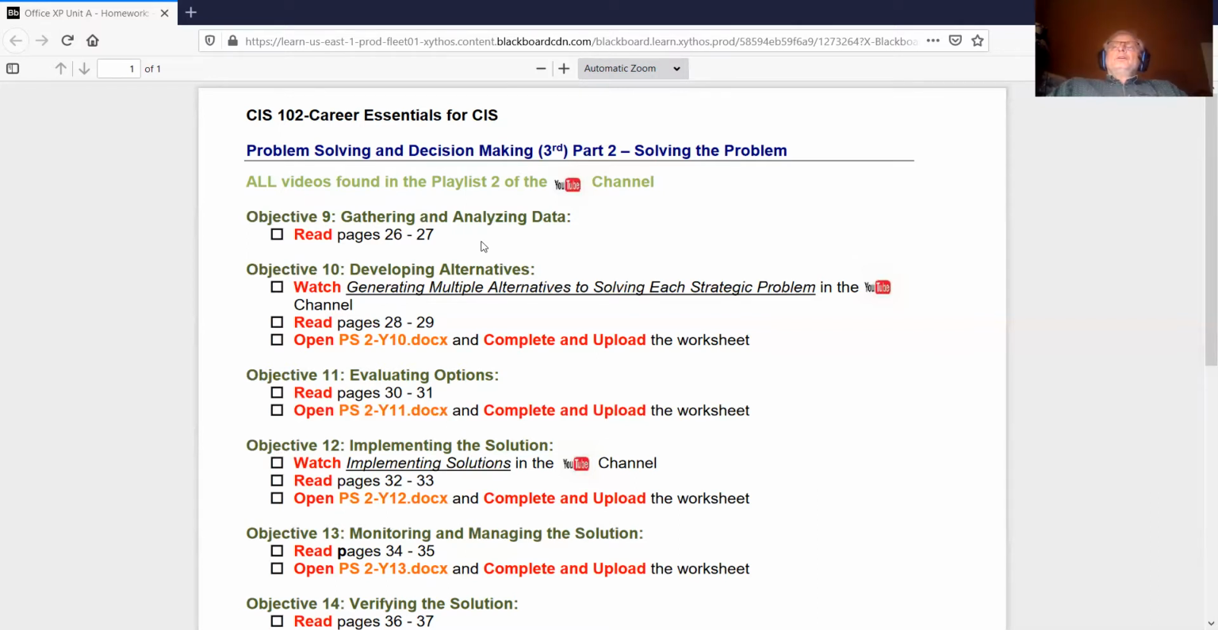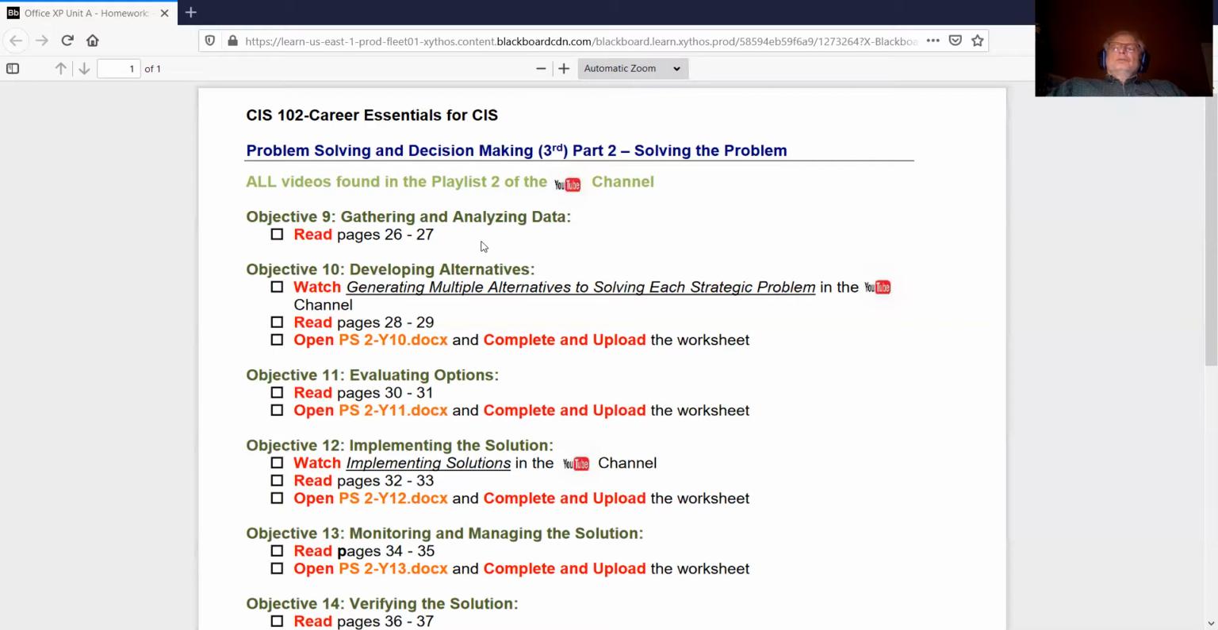Okay, now you have alternatives, and from those alternatives, you're going to narrow it down to some potential options. You're not going to consider all the alternatives. You're probably going to pick the best ones, and those are what we consider the options. What are my options to solve this problem? Now, we don't have a video, but I think you already know kind of what the concept of option is, but you can read it there on pages 30, 31, and then complete the worksheet.